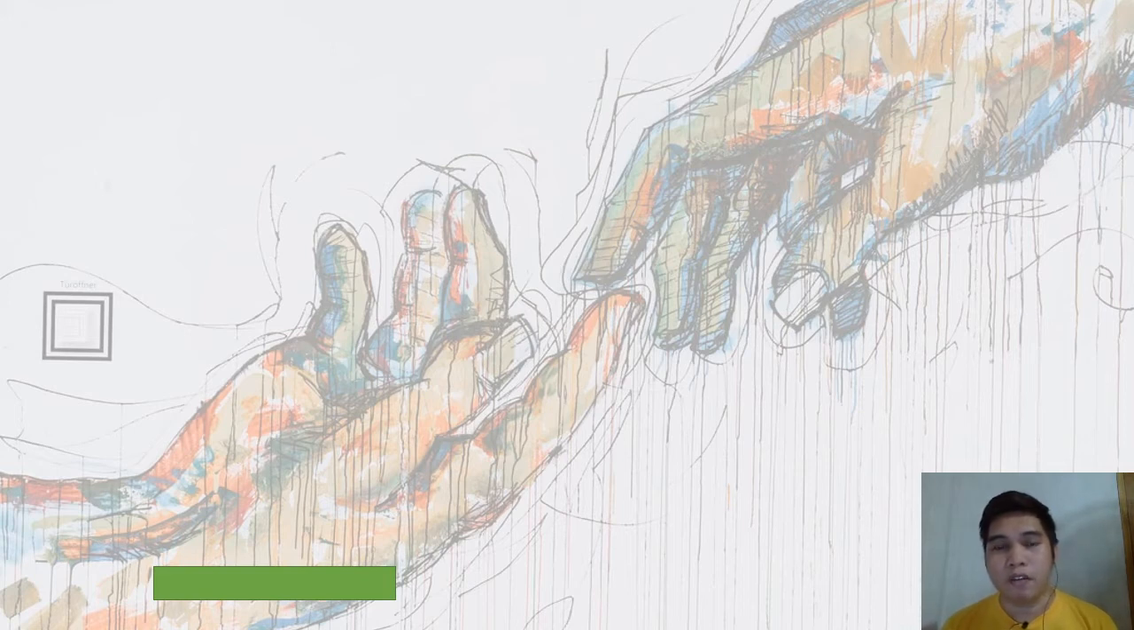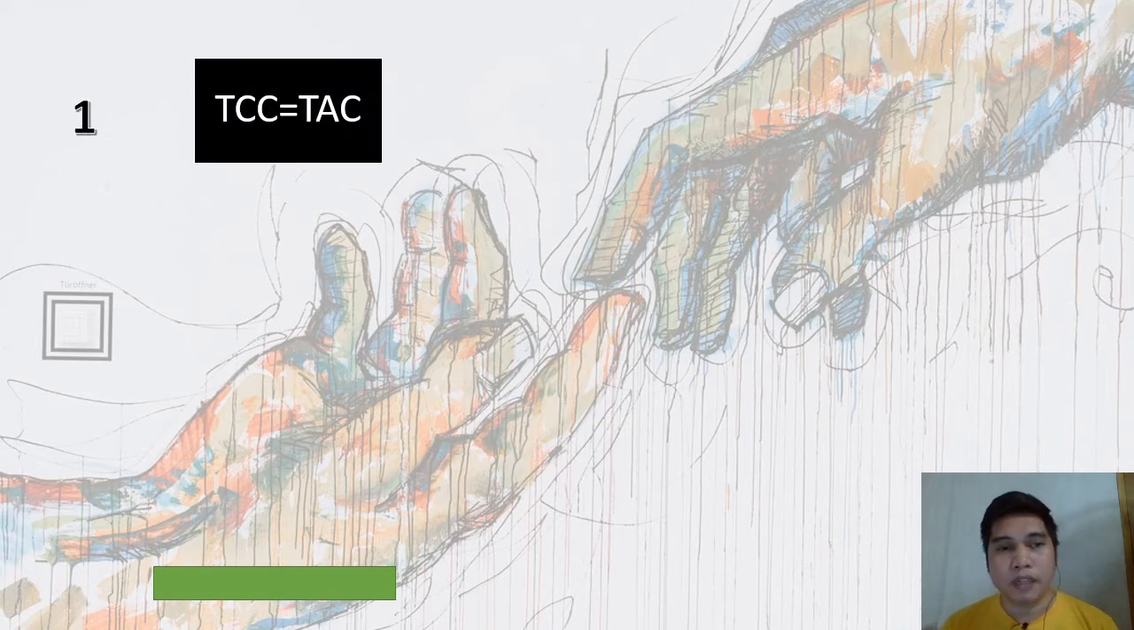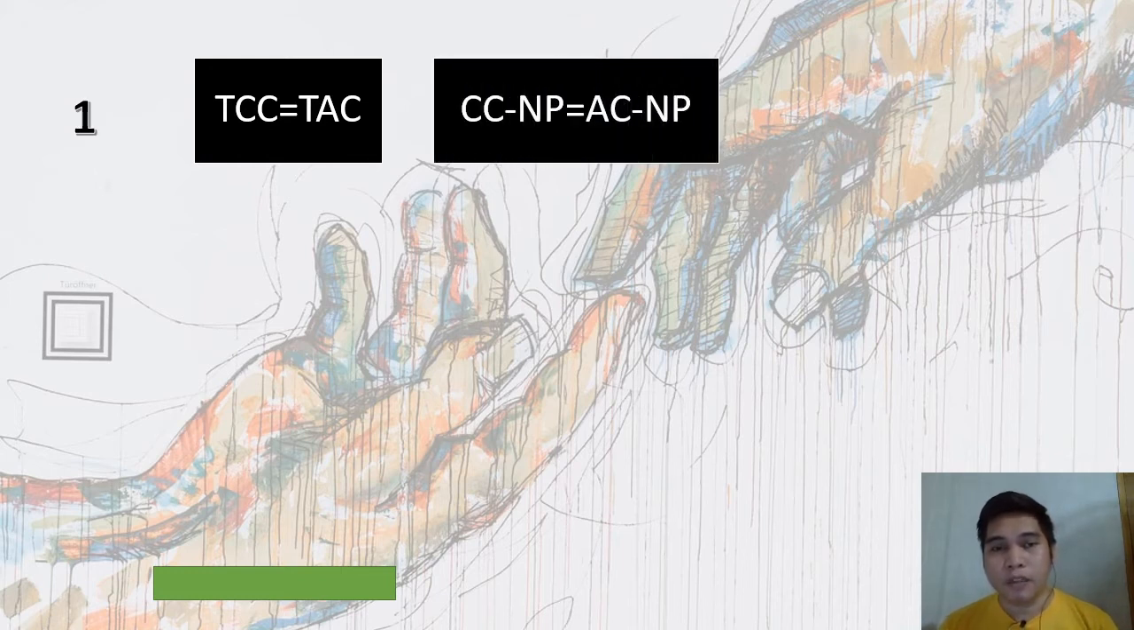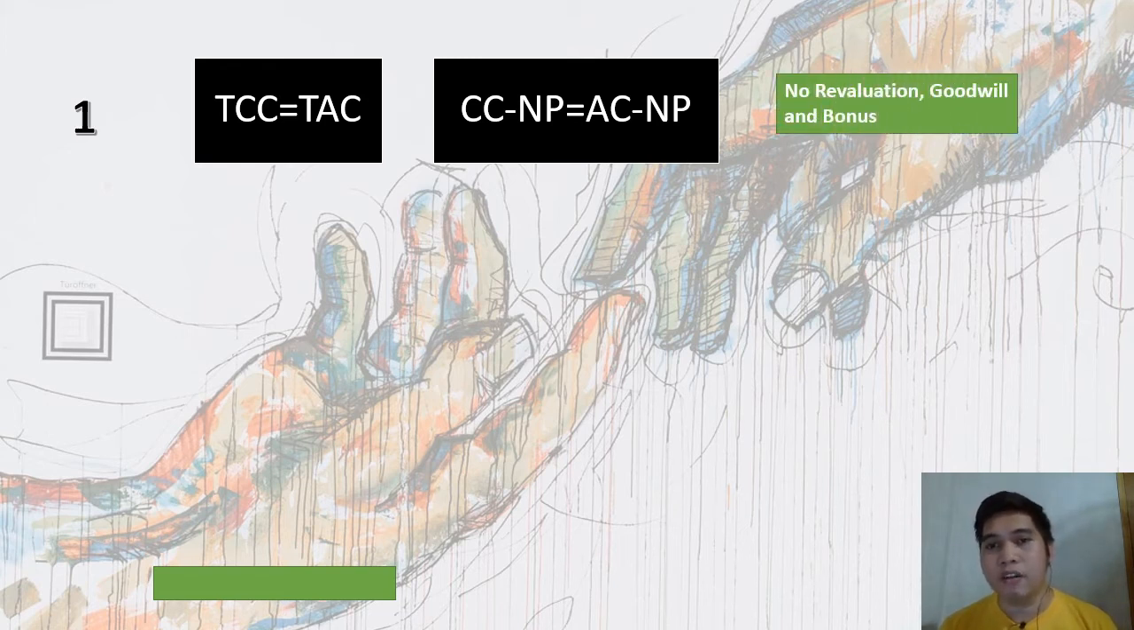So meron tayong available na four formulas na pwede natin gamitin. So I don't suggest na i-memorize to. Gusto ko maintindihan natin yung reason bakit nag-arrive tayo sa ganitong formula. So first, kapag equal daw ang total contributed capital sa total agreed capital, of course, and that contributed capital of the new partner is equal to the agreed capital of the new partner. So, ang assumption po natin dyan is no revaluation, no goodwill, and no bonus.